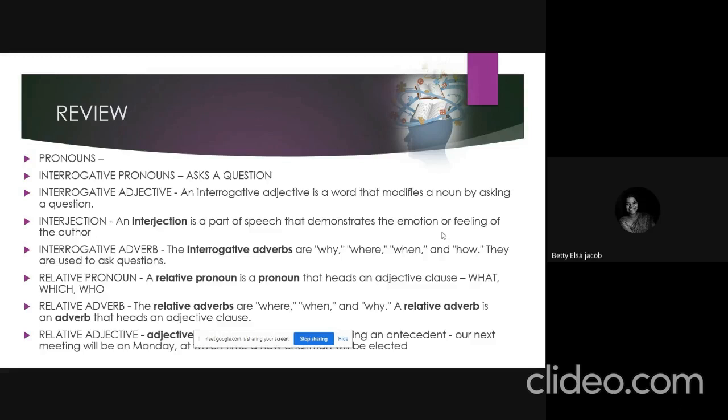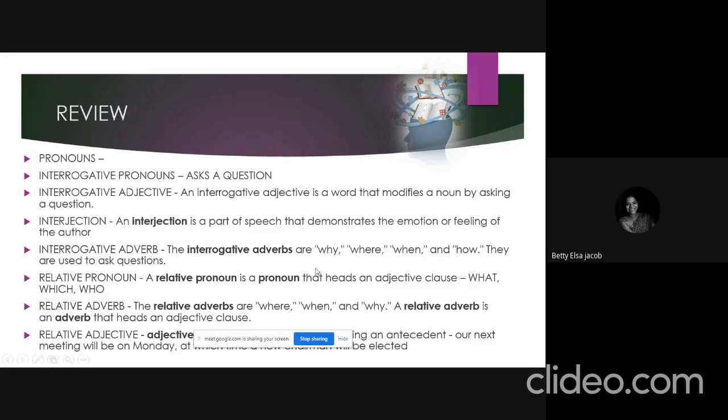Now, relative adverbs are similarly words like where, when, and why. They form relative adverbs when they come in a sentence. Remember, when they come in a question, they are interrogative adverbs. When they come in a sentence, they are relative adverbs. We'll look into detail when we do that.